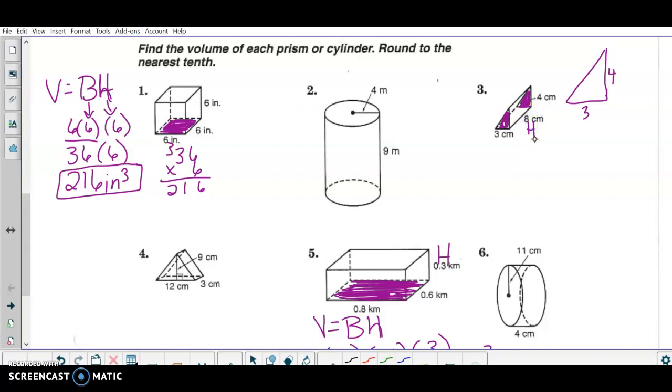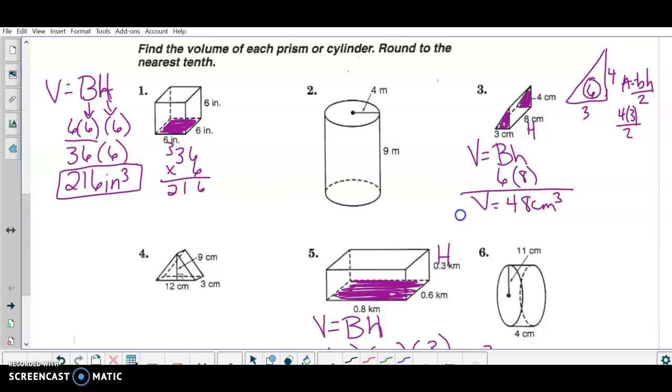Make that big. And I know that I have V equals big BH, but on my base shape over here, I know this is base times height divided by 2. So 4 times 3 divided by 2, 12 divided by 2, I know that this is 6. So 6 is what I'm going to put for big B times 8. So my volume is 48 centimeters cubed. So do not forget that divide by 2 piece.